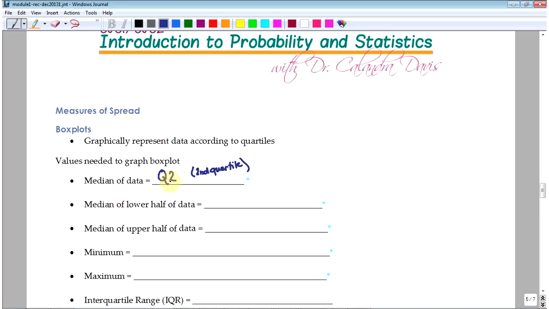Okay, well, if we look at all of the values to the left of Q2, your second quartile, the median of that lower half of the data is going to be your first quartile. The median of the upper half of the data to the right of Q2 is going to be your third quartile.